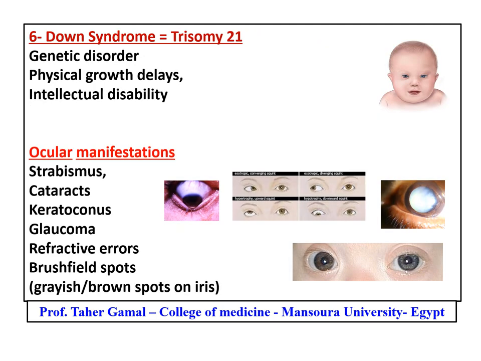The sixth type of chromosomal anomaly is Down syndrome or trisomy 21. It's a genetic disorder with physical growth delays and intellectual disability. Its ocular manifestations are many. It may be strabismus, cataract, keratoconus, glaucoma, refractive errors, Brushfield spots, grayish brown or brown spots on the iris.